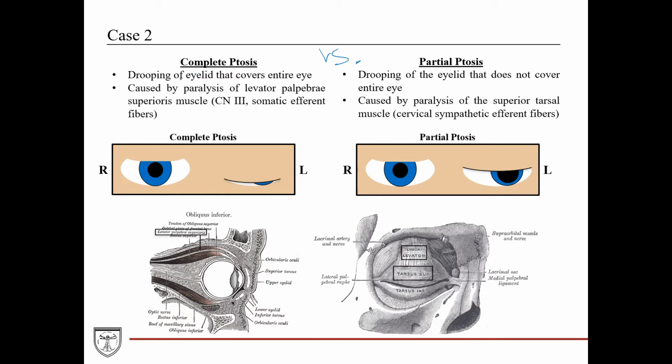Complete ptosis is what our patient has. It's drooping of the eyelid that covers the entire eye. You can see that like this. Versus partial ptosis, the eyelid droops, but it only droops a partial amount. Hence, that's why it's called that.